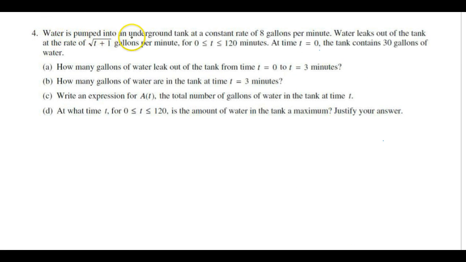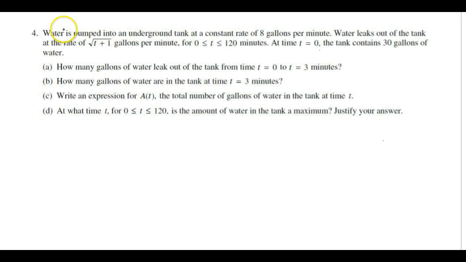Water is pumped into an underground tank at a constant rate of 8 gallons per minute. Water leaks out of the tank at a rate of radical t plus 1 gallons per minute for times t between 0 and 120 minutes. At time 0, the tank contains 30 gallons of water. So this last sentence meaning at the beginning, the tank already had 30 gallons of water in it.